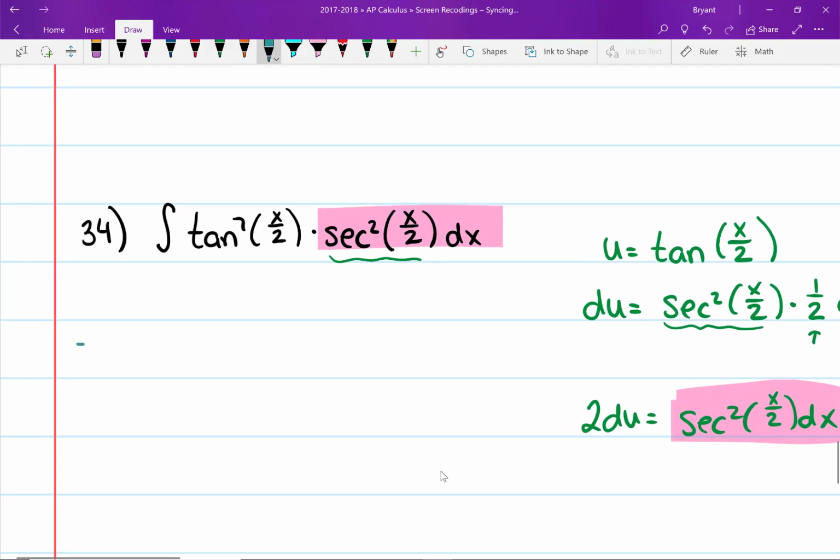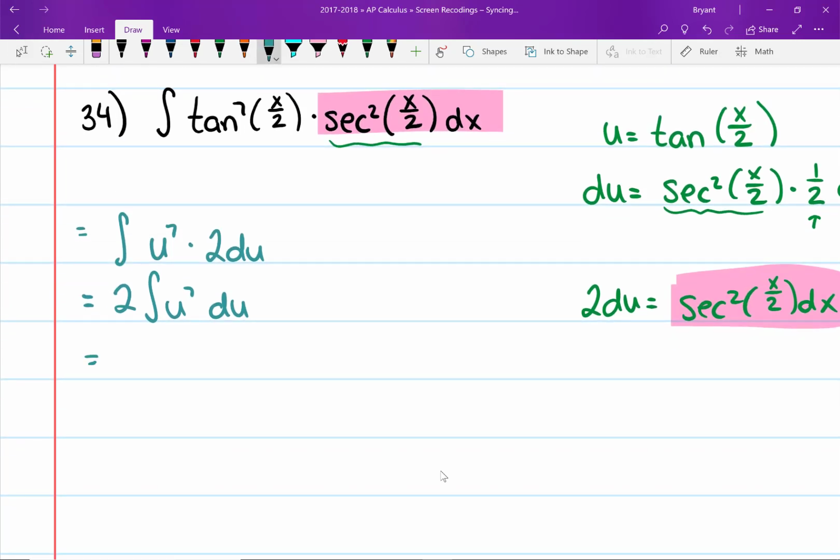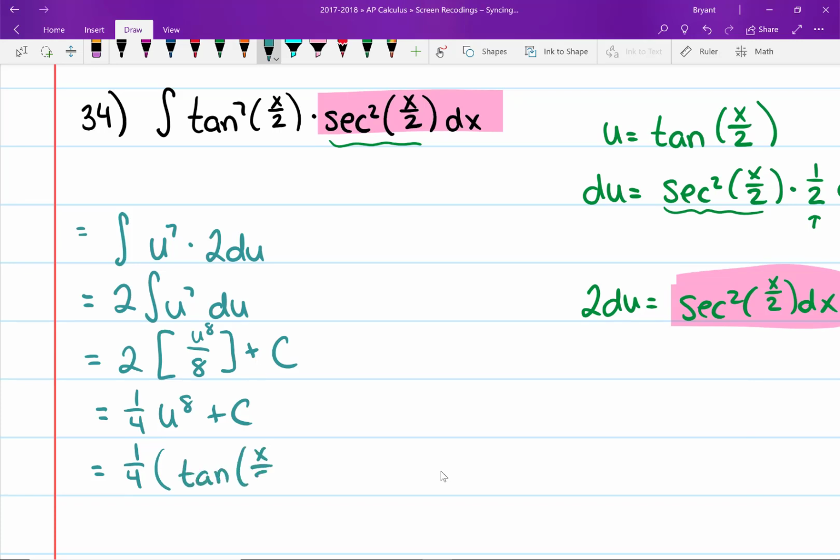So I'm going to rewrite my integral as u to the 7th times 2 du. This is going to be equal to 2 times the integral of u to the 7th du. Now we integrate and we get 2 times u to the 8th divided by 8 plus c. So this is 1/4 u to the 8th plus c, and we get 1/4, and our u was tangent of x over 2, plus c, to the 8th power. Don't forget the 8th power.